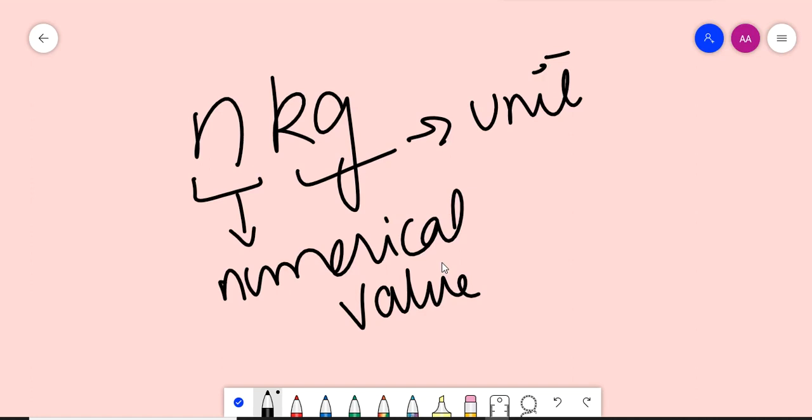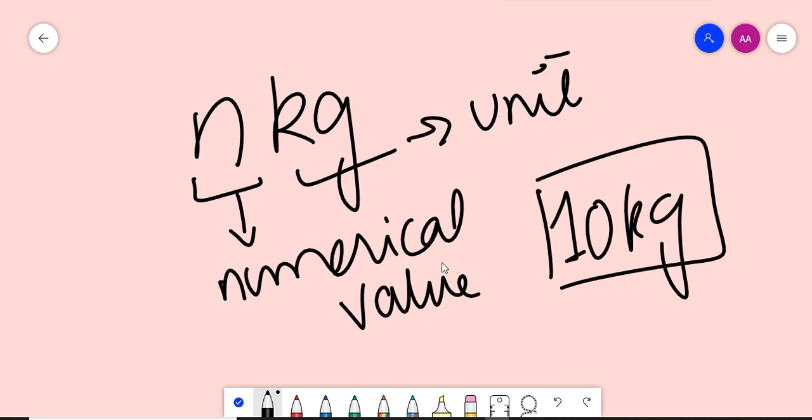We can also take an example with a numeric value, like 10 kg. We can see that we have a packet of sugar that is of mass 10 kg. So we can calculate its physical quantity. This is the physical quantity that can be expressed in terms of its unit and its numeric value. Laws of physics can be expressed in terms of physical quantities.